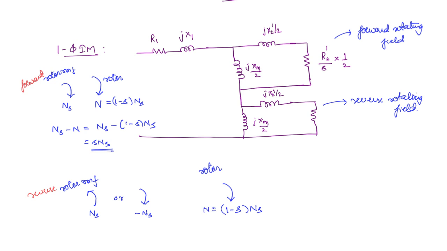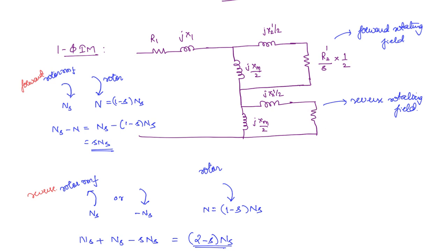Now what is the difference between these two? If you take the same direction, you will have to subtract. If you are taking the opposite direction, you will have to add. So if you add, you are going to get ns plus ns minus s ns, so you are going to get 2 minus s times the synchronous speed. This is the relative difference in velocity between the reverse rotor RMF and the rotor. So the fraction of synchronous speed here is 2 minus s.